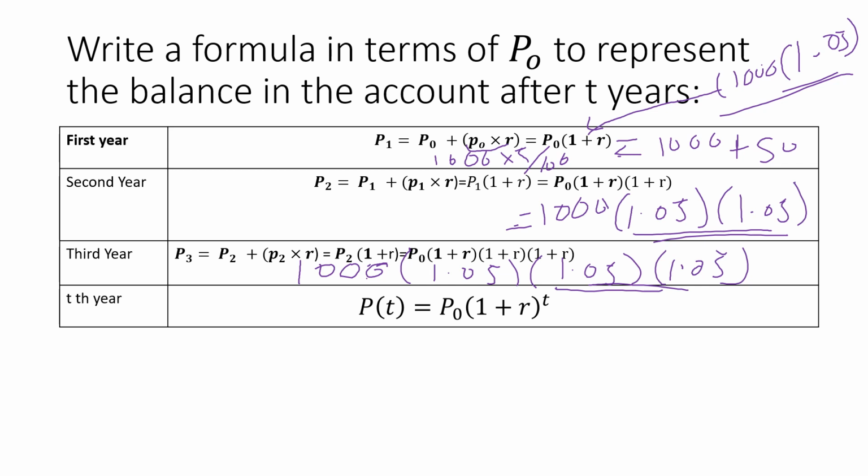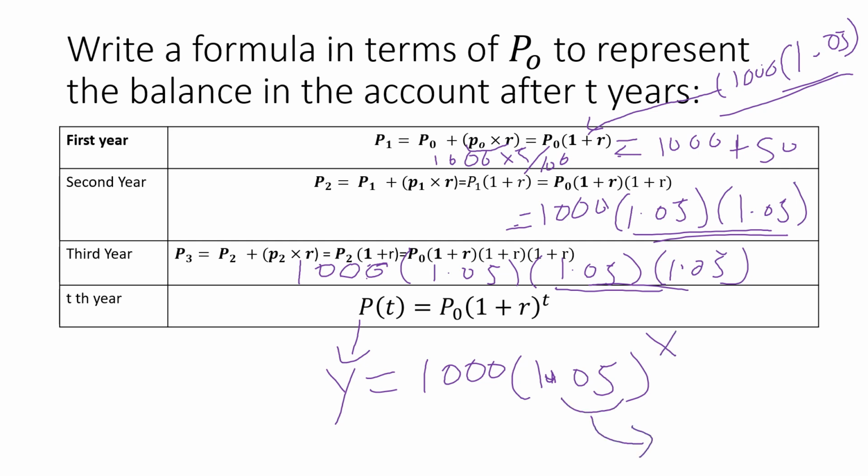So if I want to write it using y and x, my equation is y equals 1,000 times 1.05 to the power x. This 0.05 is the interest rate, right? The 5%. This part here.